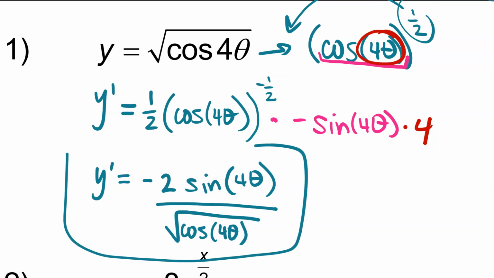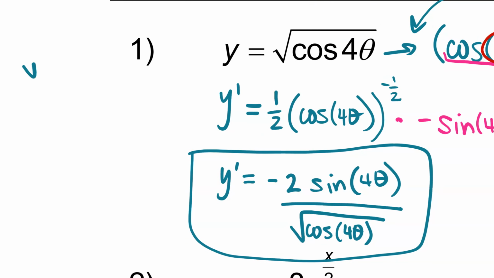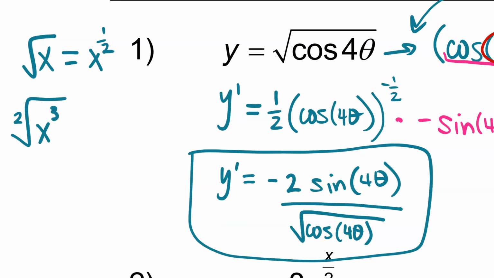This is the answer. Can we go over a little mini lesson about the negative 1/2 and the power and the square root and all that? Sure. Negative and positive. Square root, the exponent: if I have square root of x, that's x to the 1/2. If I have square root of x to the 3rd, this is x to the 3/2.